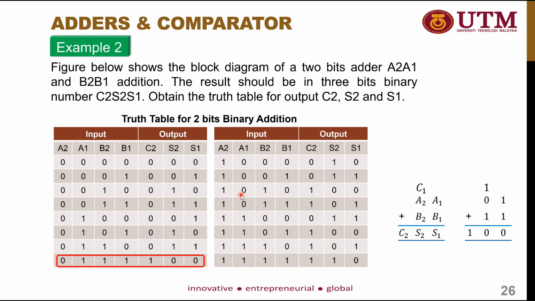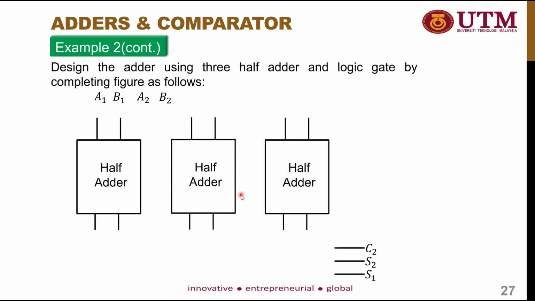Okay, now let's take a look at the second section of example 2. So in this example, design the adder using 3 half adders and logic gate by completing the figure as follows. So this question asks you to design the 2-bit adder that you have done in the previous section of the question by using 3 different half adders. So how to solve the problem? Let's go to the next slide.